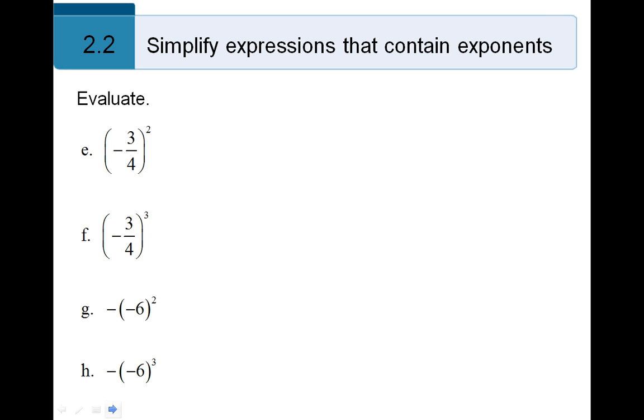Alright, let's evaluate the following. We have negative 3/4 raised to the 2nd power. Now if you want to, you can just think of this as being negative 3/4 times negative 3/4. A negative times a negative is positive. We can just multiply straight across. 3 times 3 is 9, and 4 times 4 is 16.